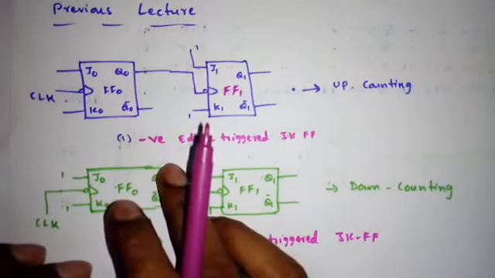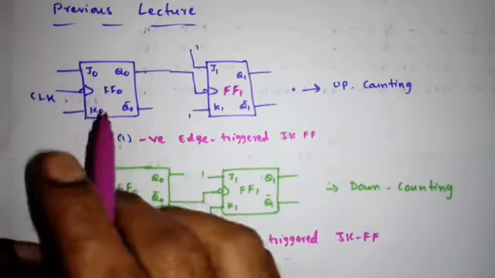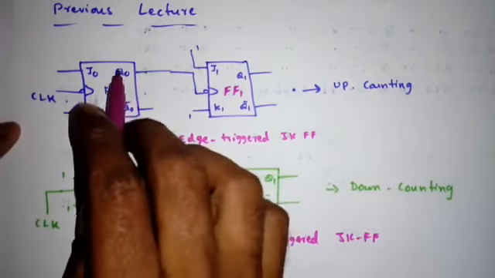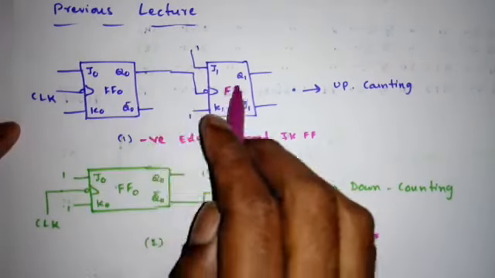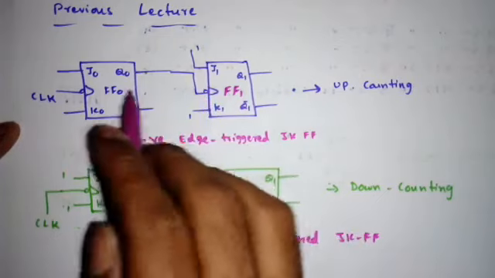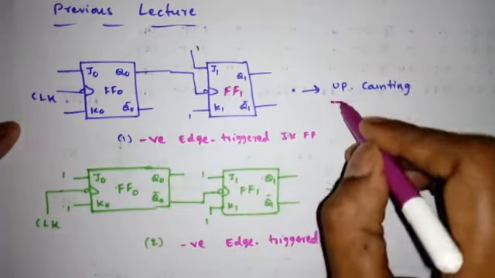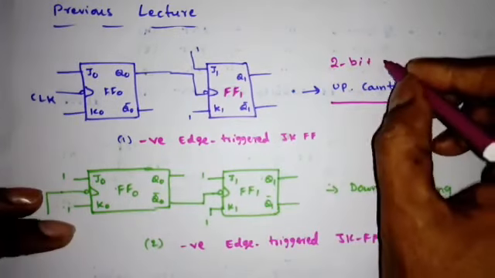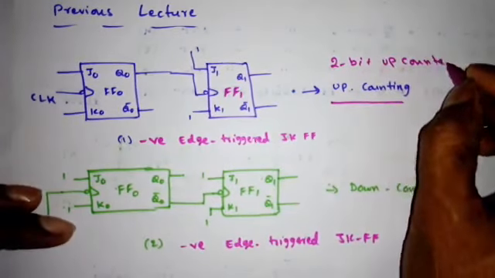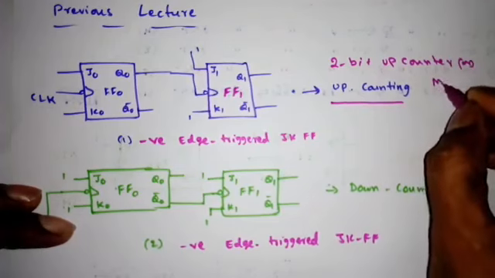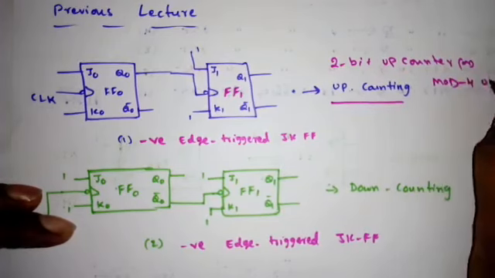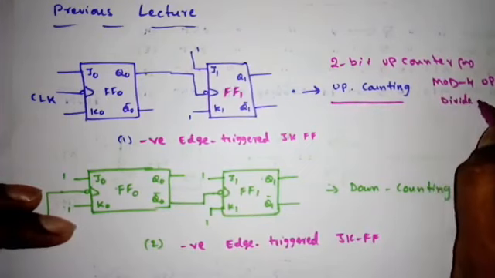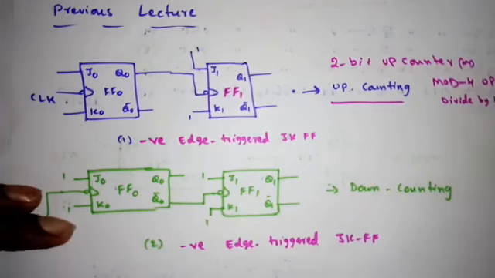So this is the first one we have seen, that is a 2-bit up counter using negative edge triggered JK flip-flop. See, the first flip-flop output will drive the next flip-flop clock, which is negative edge, right? So it will do up counting. So this can be called a 2-bit up counter, or we can say mod 4 up counter, right? Or we can say divide by 4 counter.